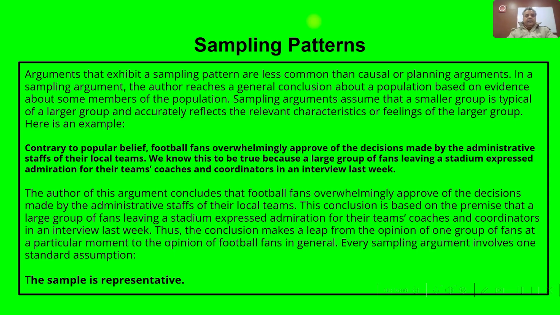So let's read this. Arguments that exhibit a sampling pattern are less common than causal or planning arguments. In a sampling argument, the author reaches a general conclusion about a population based on evidence about some members of the population. Sampling arguments assume that a smaller group is typical of a larger group and accurately reflects the relevant characteristics or feelings of the larger group.